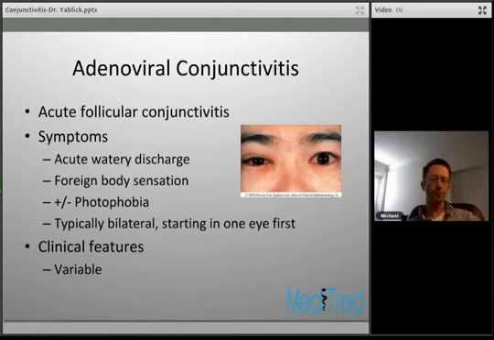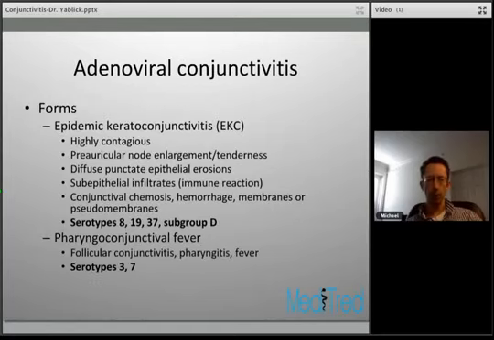So their clinical features are variable, and that's because there are actually different forms of the disease. As with any other virus, there are different serotypes, and that basically determines what kind of symptoms you're going to have. One of the most dramatic forms of adenoviral conjunctivitis is actually EKC, epidemic keratoconjunctivitis, which is a highly contagious form of the disease, where you tend to have preauricular node enlargement and tenderness. You can develop diffuse punctate erosions in the corneal epithelium.